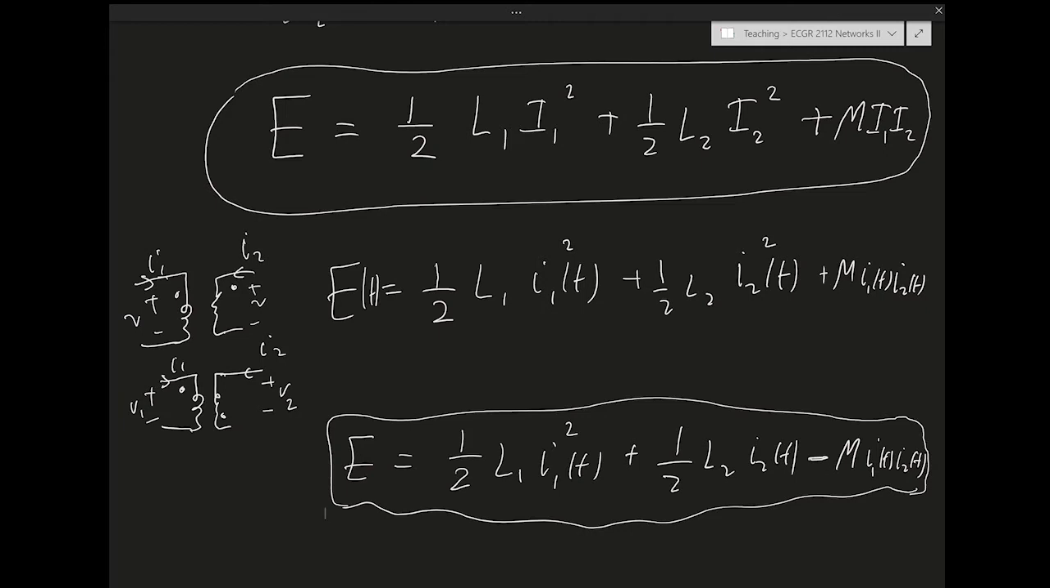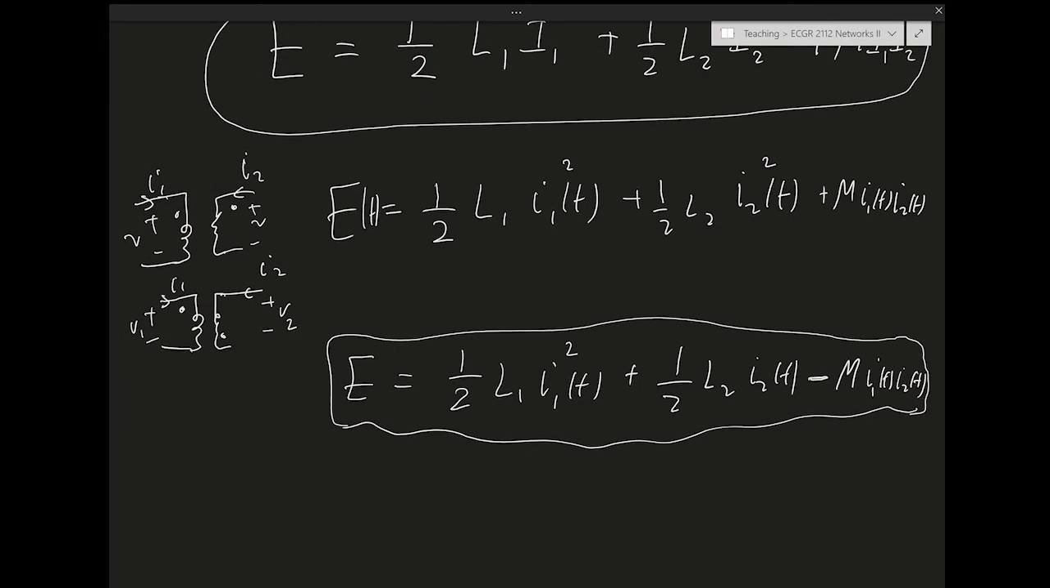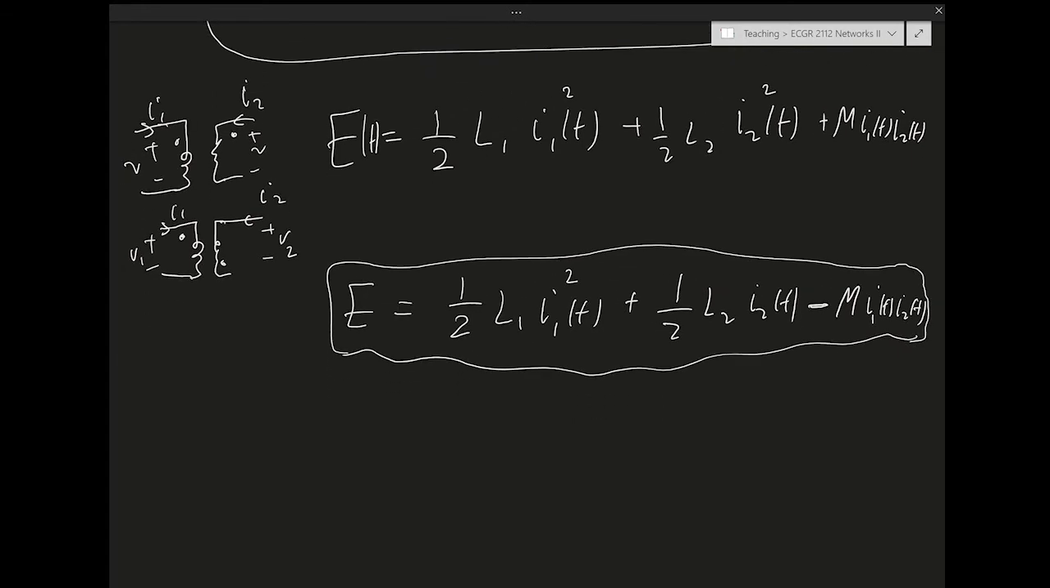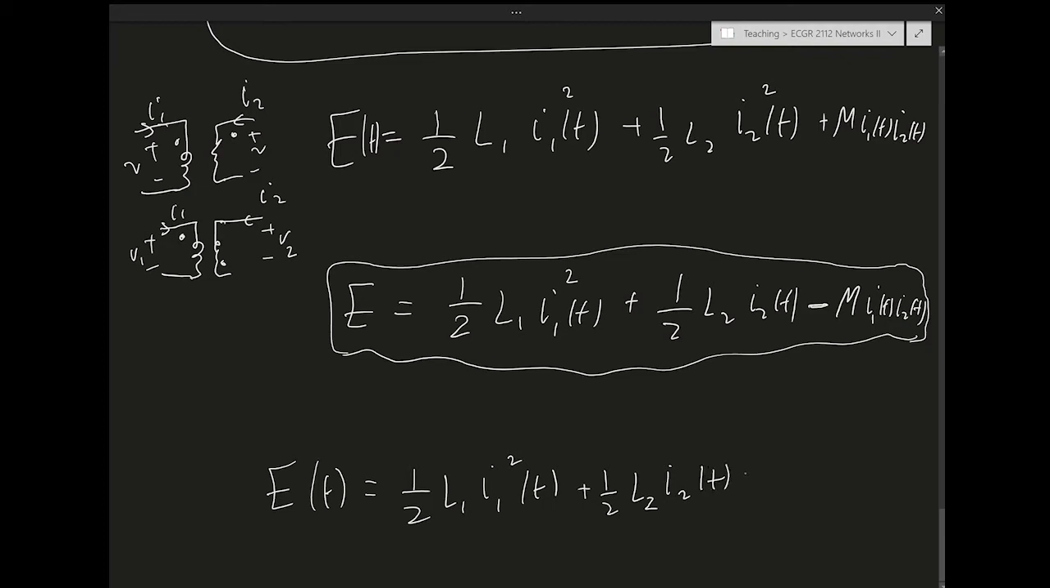All right, so this is the energy, right? And it could be positive or negative. So let me rewrite it actually to express that. So E at any point in t is half L1 I1 squared t plus half L2 I2 squared t plus minus M I1 t I2 t.